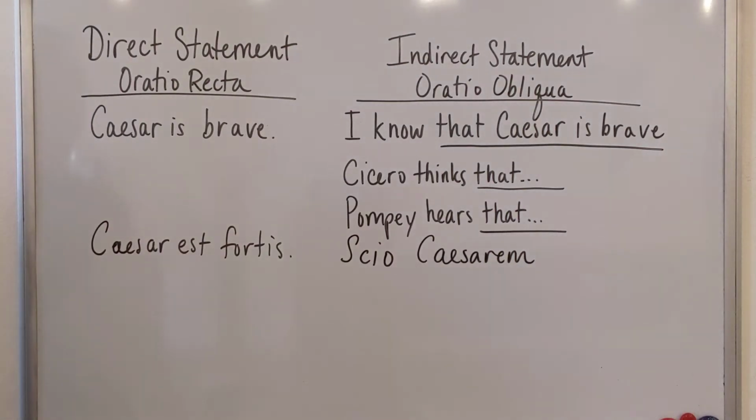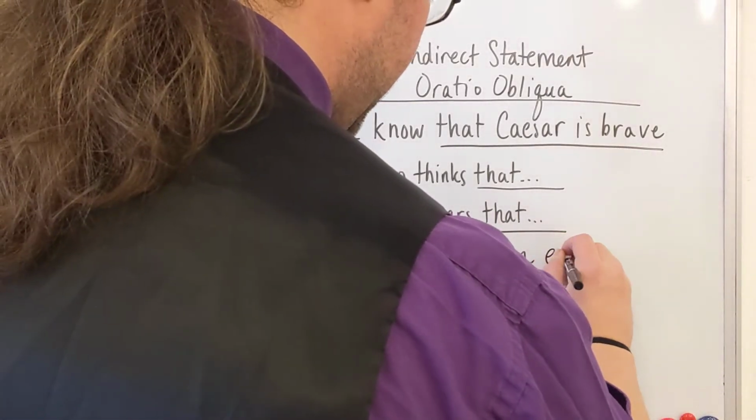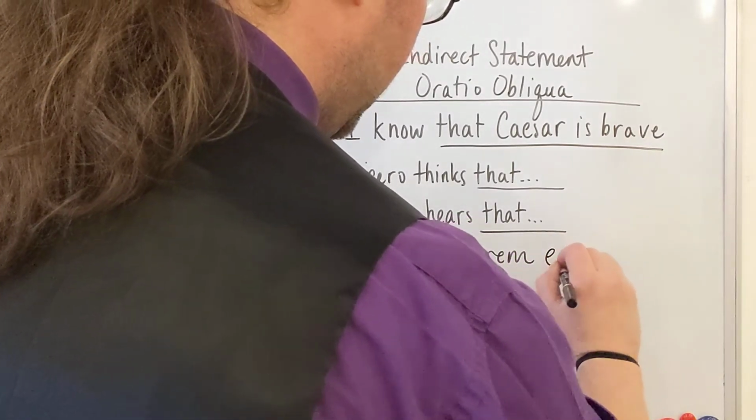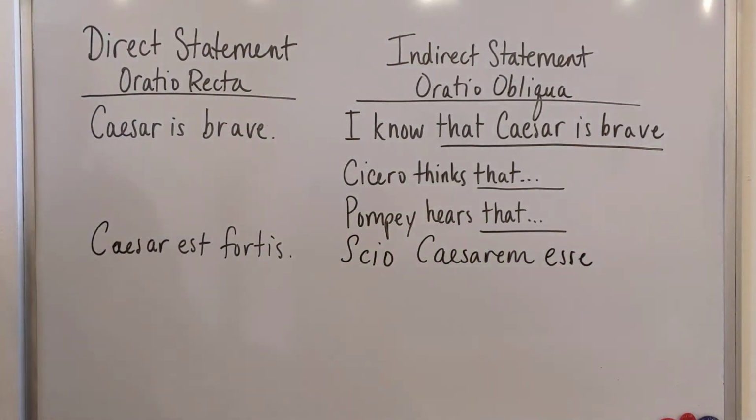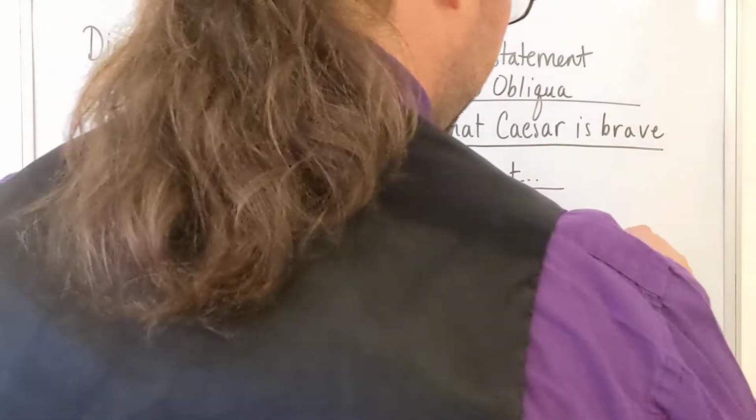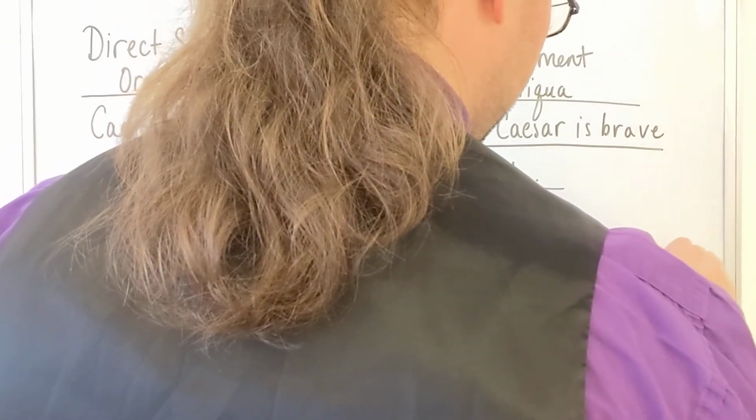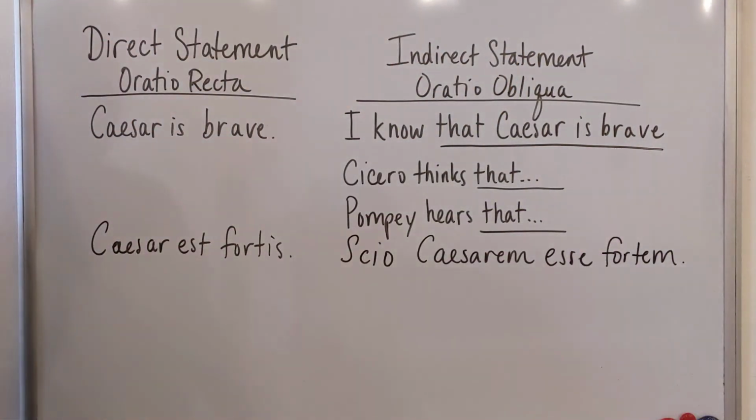Caesarem. The verb in the indirect statement, I'm going to make that an infinitive. The infinitive of sum is esse. Now we can't have fortis be the nominative to agree with the nominative Caesar. We need fortem, the accusative, to agree with the accusative Caesarem.